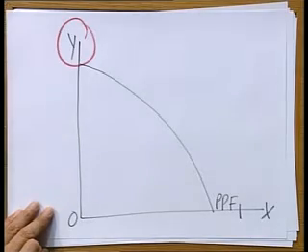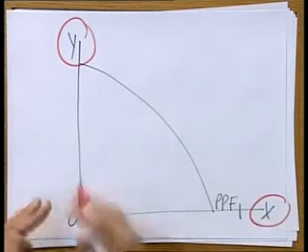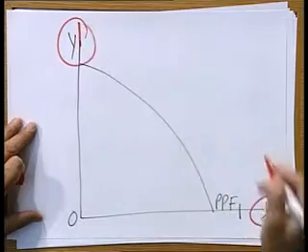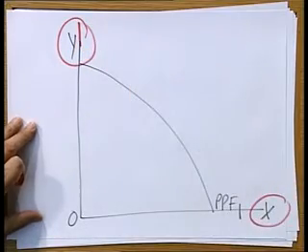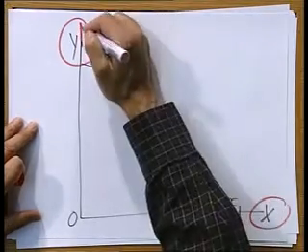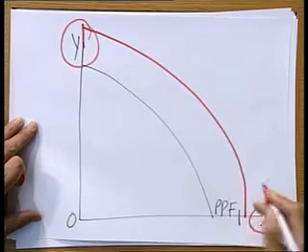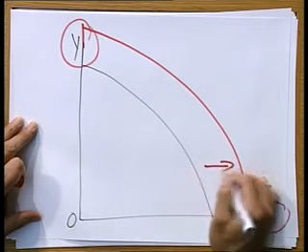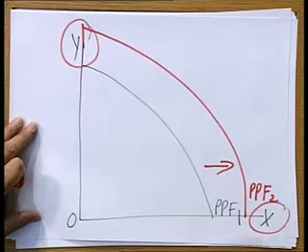So then what will happen with your PPF frontier? It means that more of good X can be produced and more of good Y can be produced in the economy. So what will then happen with your PPF curve? It will shift rightwards, right? Outwards. So the new PPF curve will now be PPF2. So it means that the curve shifts outwards to the right.